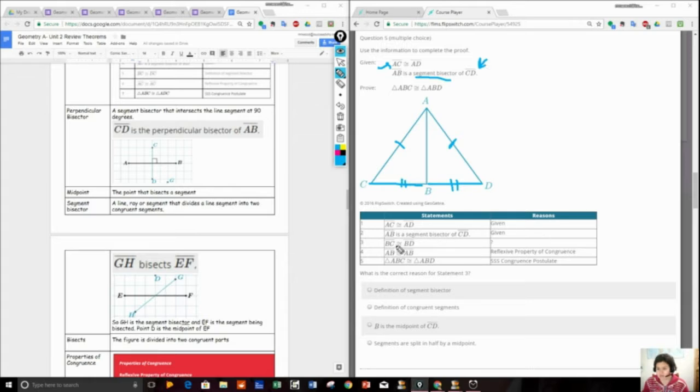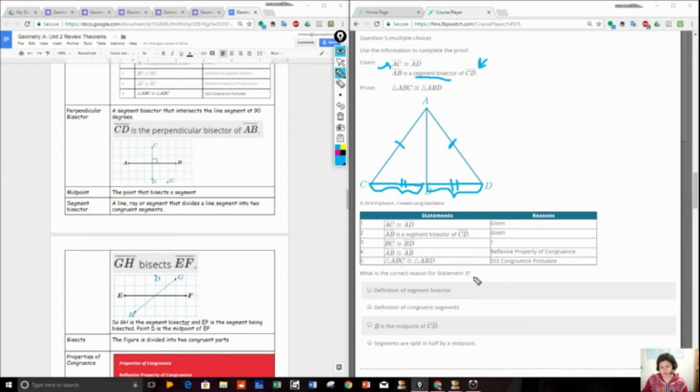Then it says BC is congruent to BD, and the reason is blank. So BC is congruent to BD. Why? The options are definition of segment bisector, definition of congruent segments, B is the midpoint of CD, or segments are split in half by a midpoint.